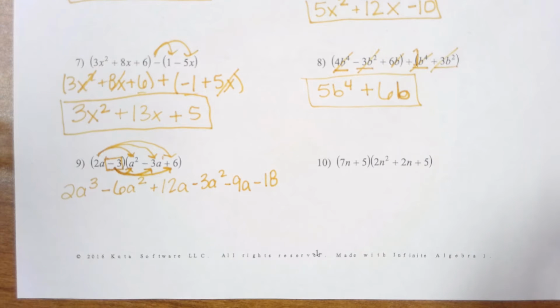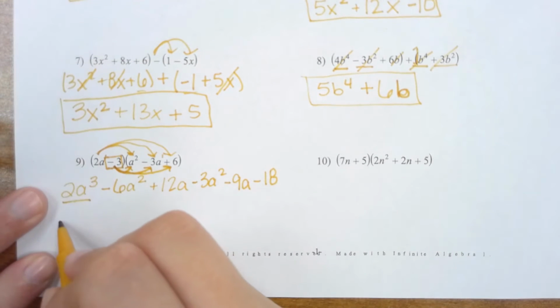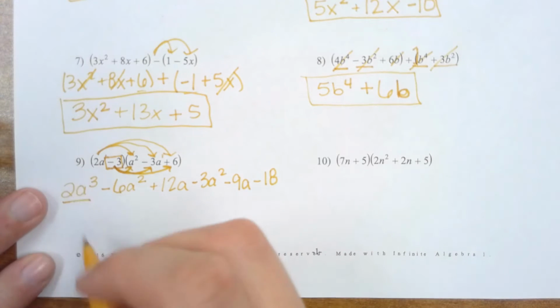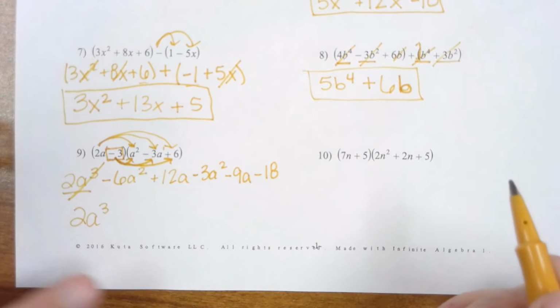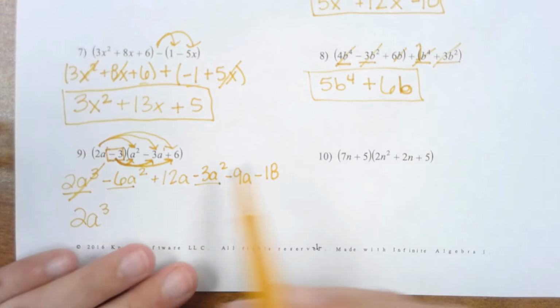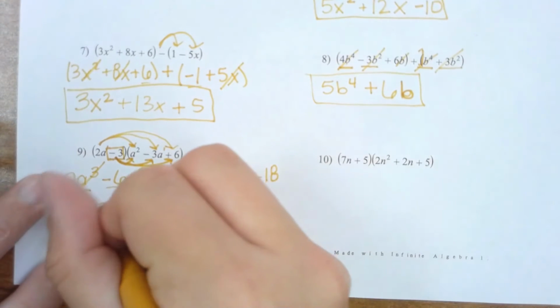Okay, so once you do the distributive property for both of your numbers, you can now just start combining like terms. So I only see one 2a to the third, and to put it in standard form, again, I have to have my highest exponent first. So that would be my first number in standard form. I see a negative 6a squared and a negative 3a squared, so I'm going to combine those together. So negative 6 plus a negative 3 is a negative 9a squared.